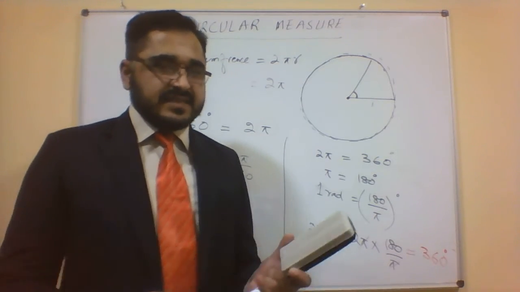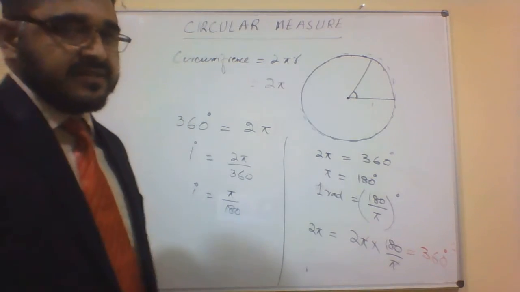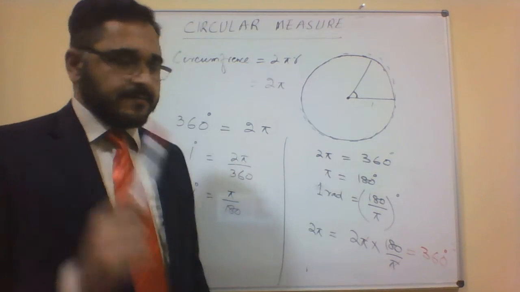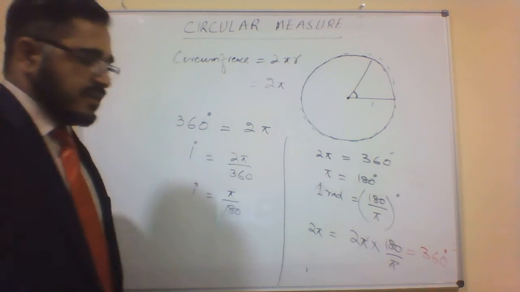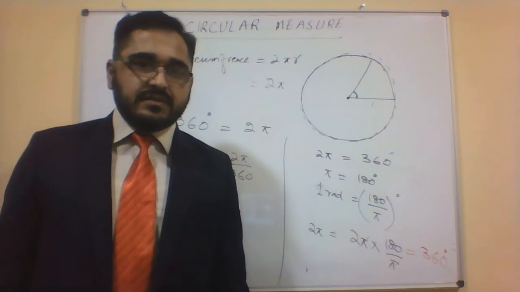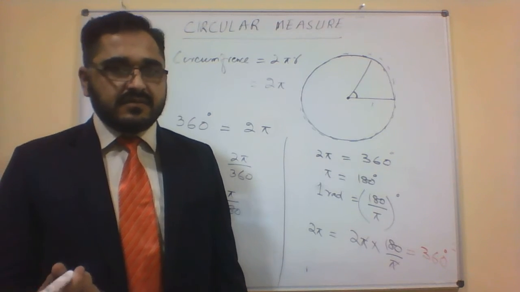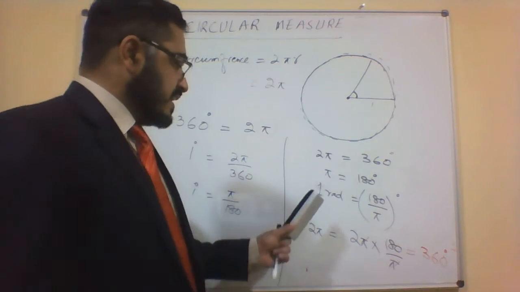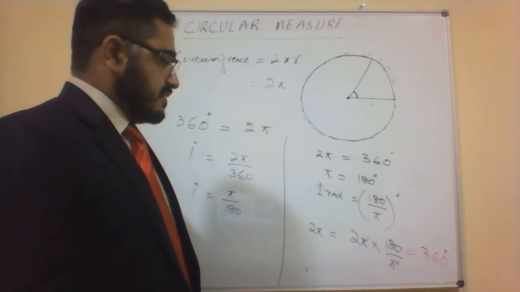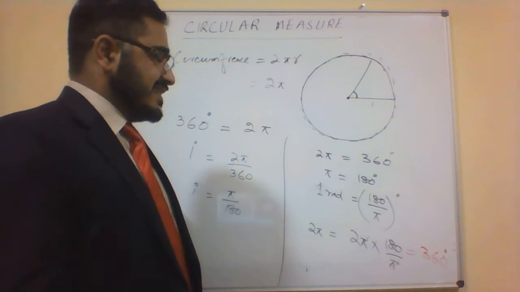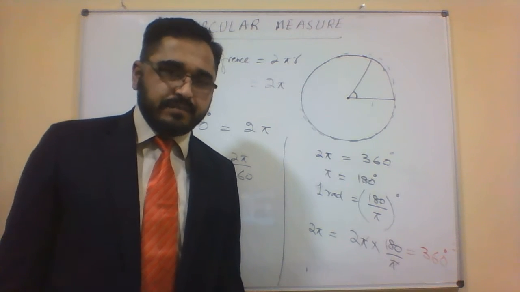Again I am revising how we can convert from radian to degree and degree to radian. When we want to convert from degree to radian, we multiply by pi divided by 180. And when we want to convert from radian to degree, then we have to multiply that radian with 180 divided by pi.